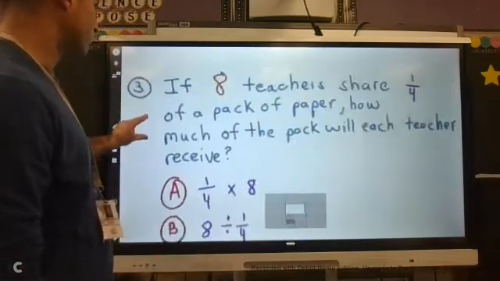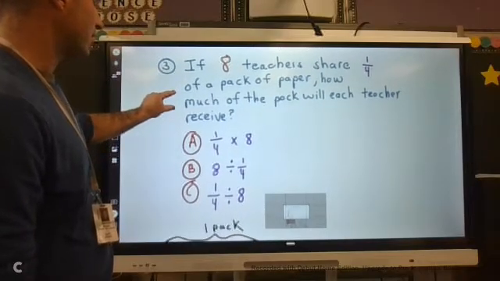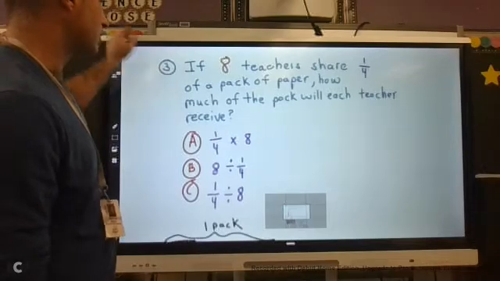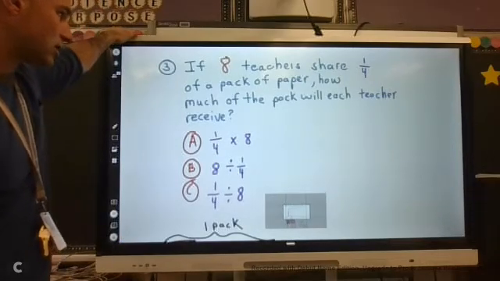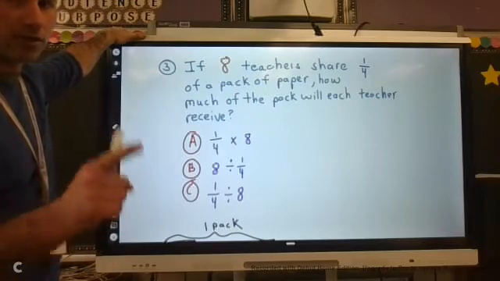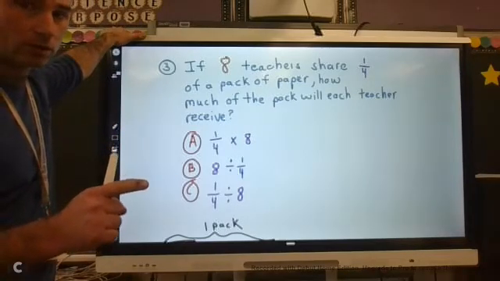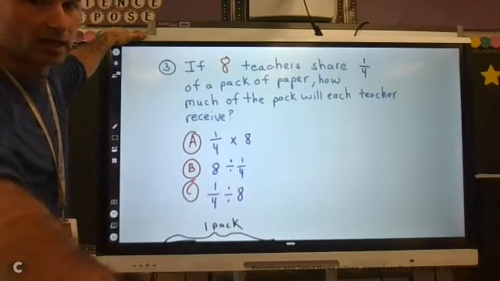Same concept. If 8 teachers share 1/4 of a pack of paper, how much of the pack will each teacher receive? Draw it out to figure out which expression you're solving for. Hit the pause button to do that now.